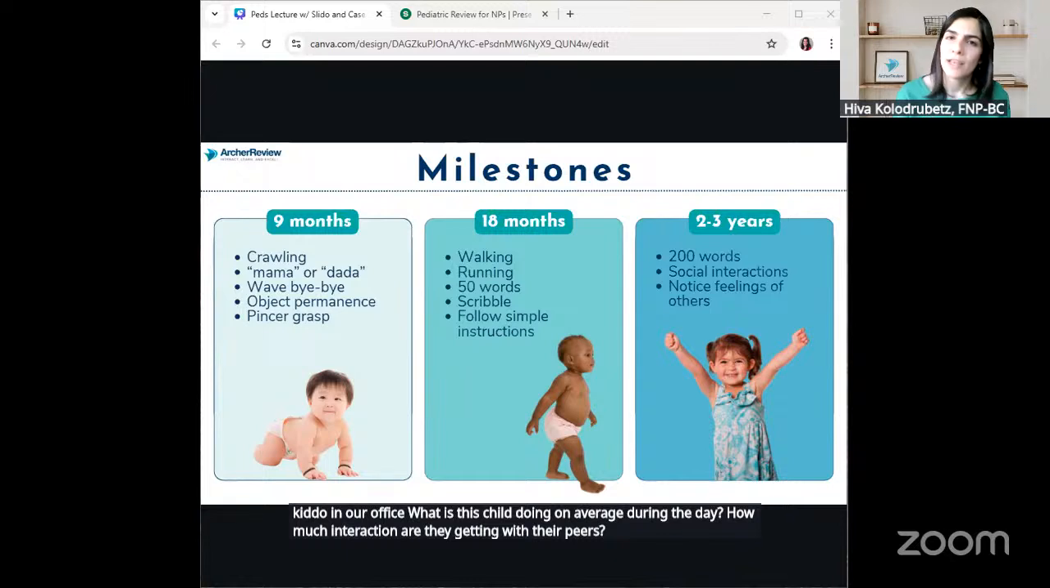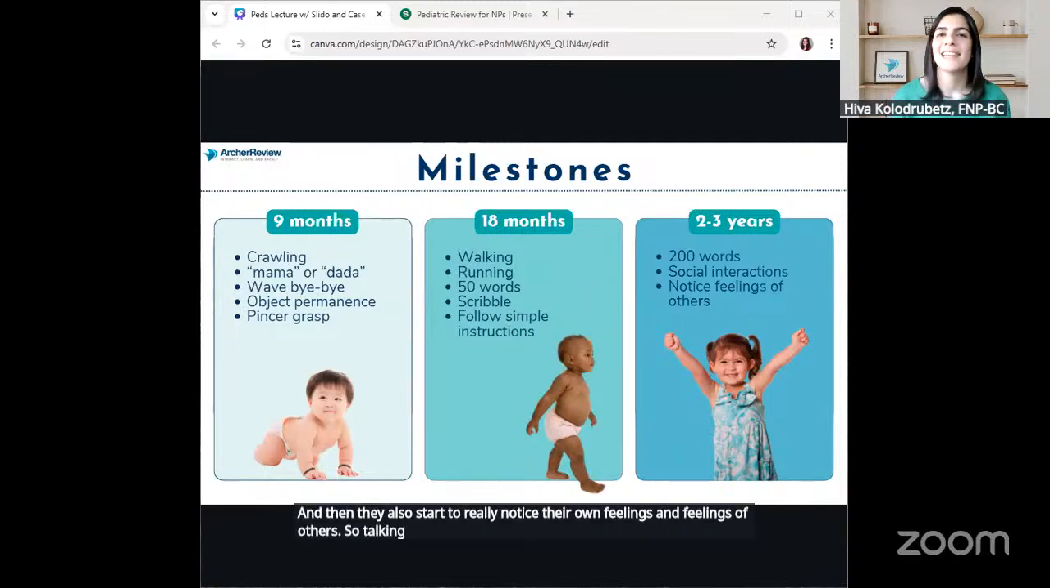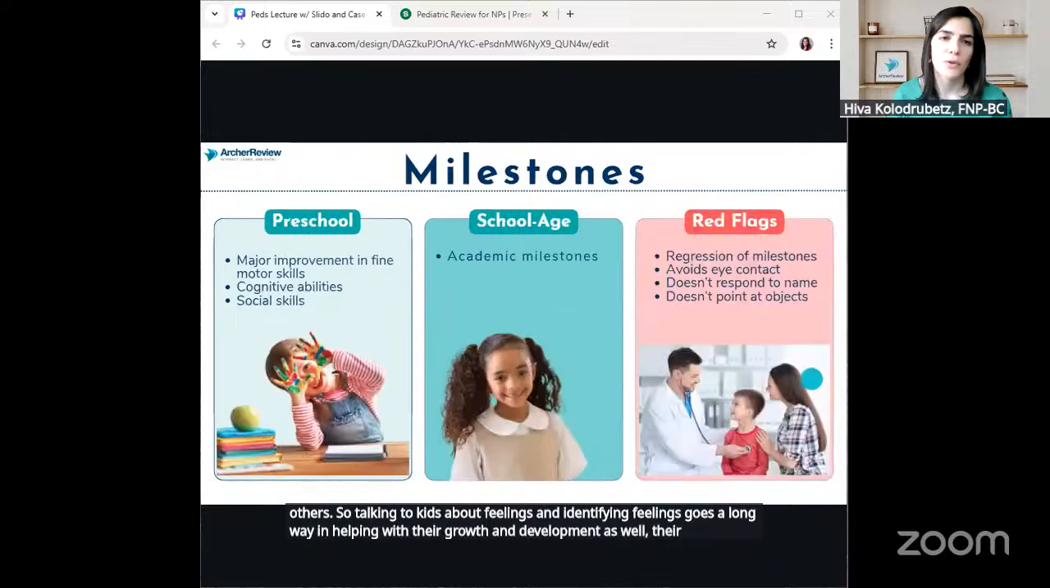And how are they interacting with their peers, right? How is that going? We really want to see what that social interaction is like. Are they making eye contact? Are they making friends? All those things are actually really important. And then they also start to really notice their own feelings and feelings of others. So talking to kids about feelings and identifying feelings goes a long way in helping with their growth and development as well, their social emotional growth.